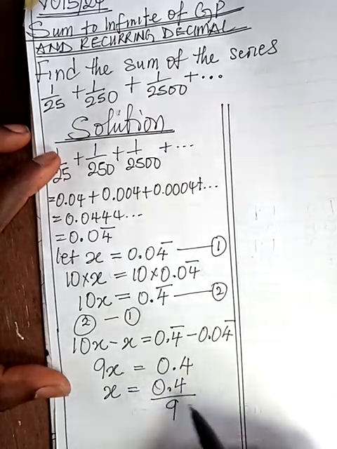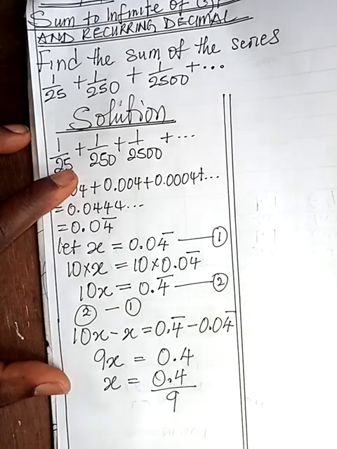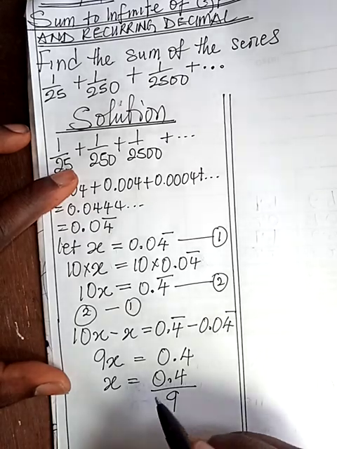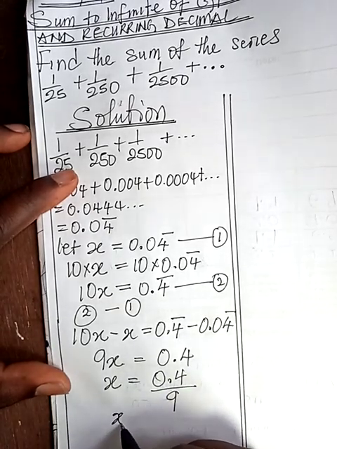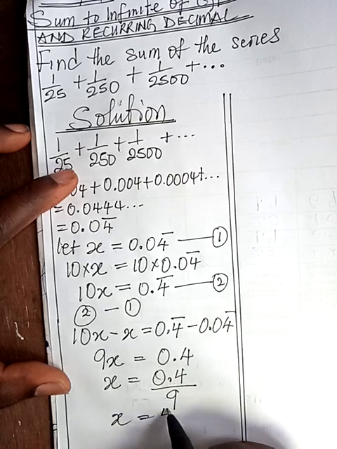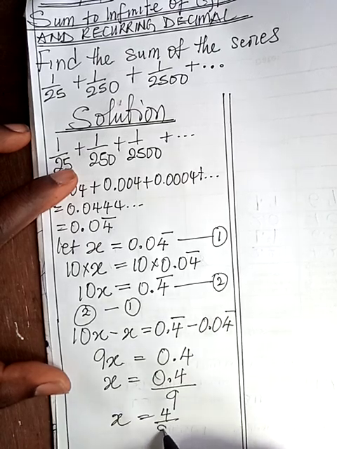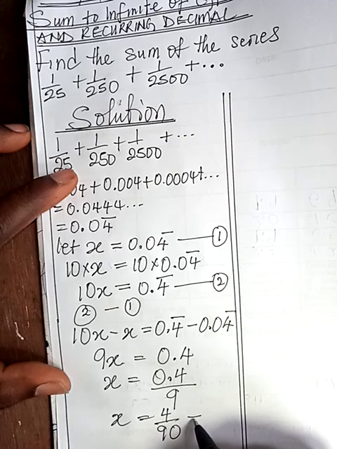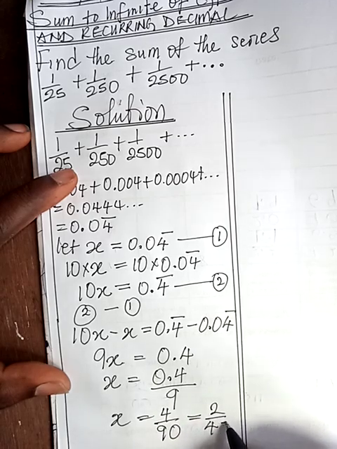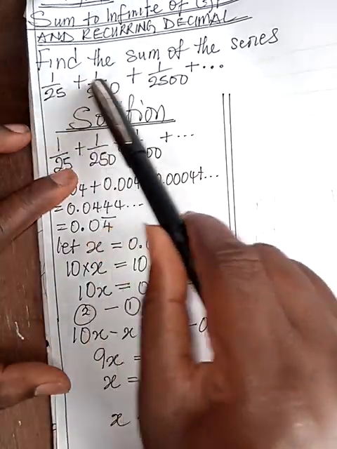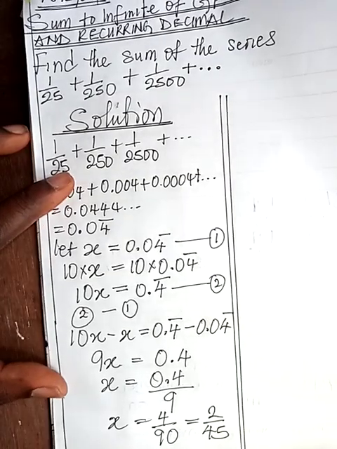Now to write this as a proper fraction, I'll multiply both sides by 10. Multiply this by 10, you have 4. Multiply this by 10, you have 90. Now if you reduce this, you have 2 over 45.